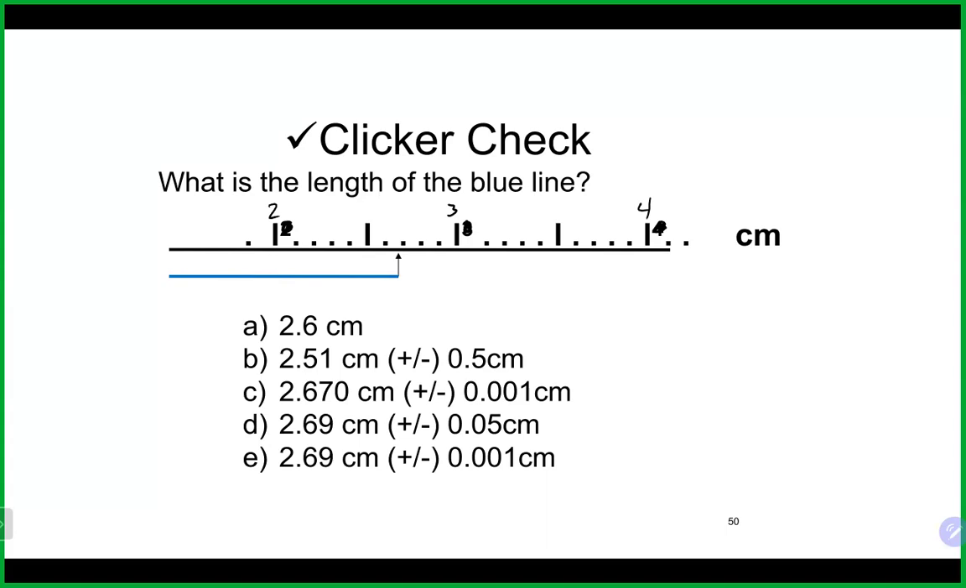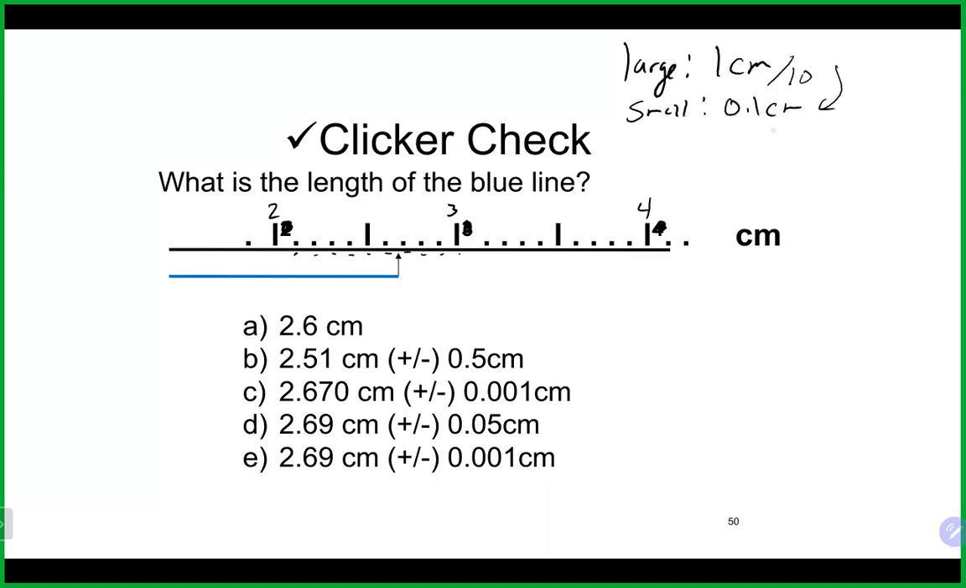Okay, so let's take a look. Again, we want to look at our big markings here. Our large marking is going to be 1 centimeter. If we count the little markings starting here, 1, 2, 3, 4, 5, 6, 7, 8, 9, 10, so we have 10 markings, which means each of our small markings is going to be 0.1 centimeters.